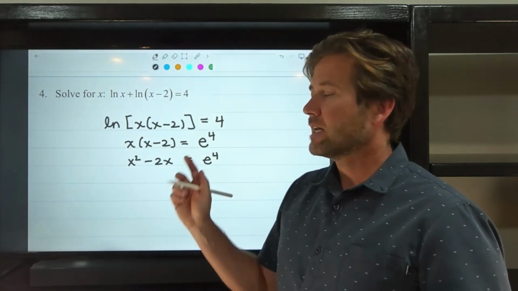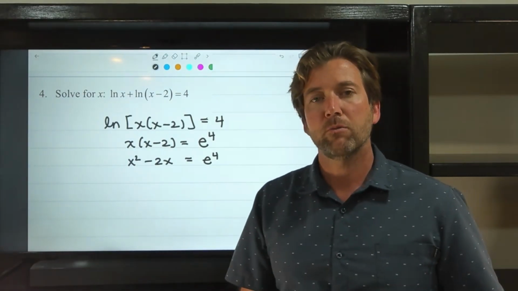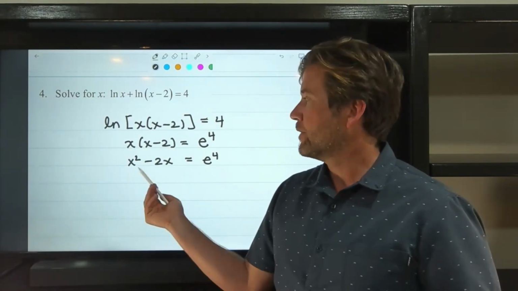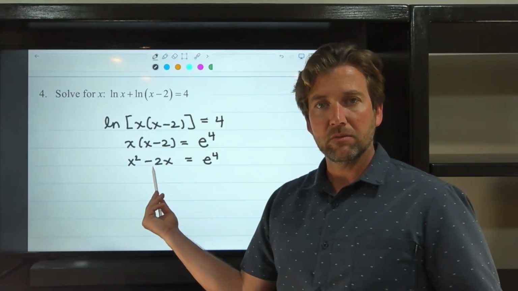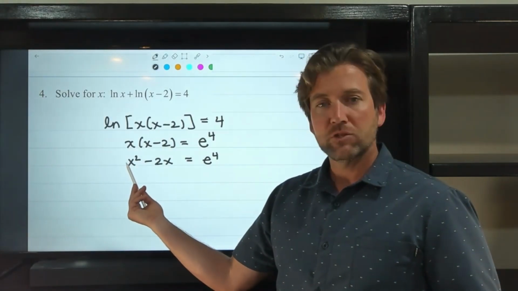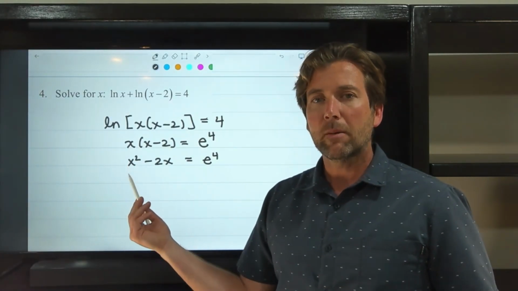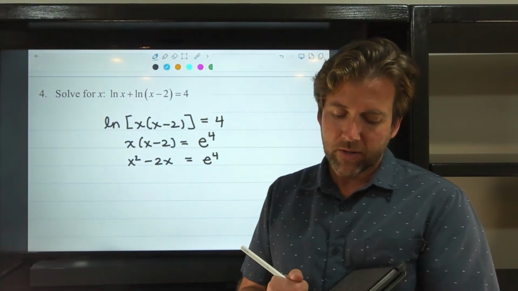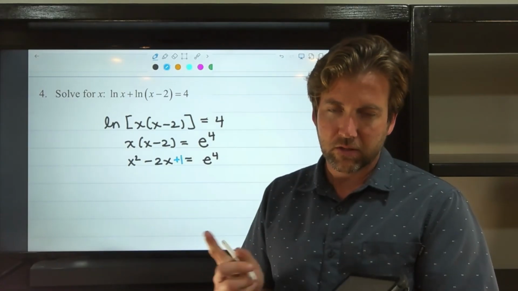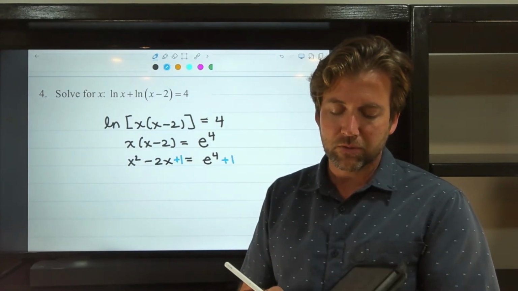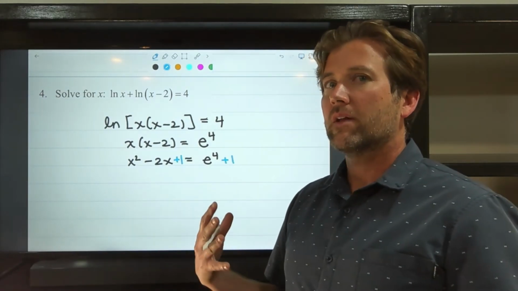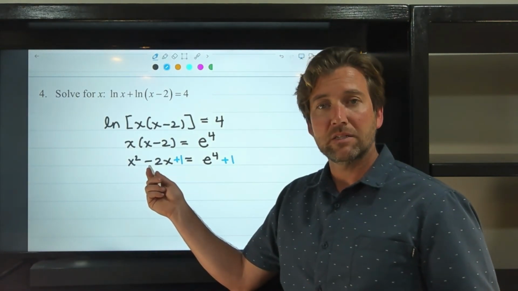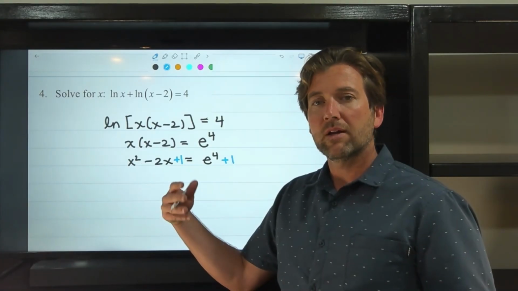I could subtract e to the 4th and use the quadratic formula, which I usually do for a problem like this. But I notice that this middle coefficient is even, and we have a leading coefficient of 1. So what does that mean? I want to complete the square to solve this. That's my preference. So I'm going to add 1 to the left side of the equation and add 1 to the right. That's how we complete the square. I got the plus 1 by taking half of negative 2, that's negative 1, and you square negative 1, you get plus 1.